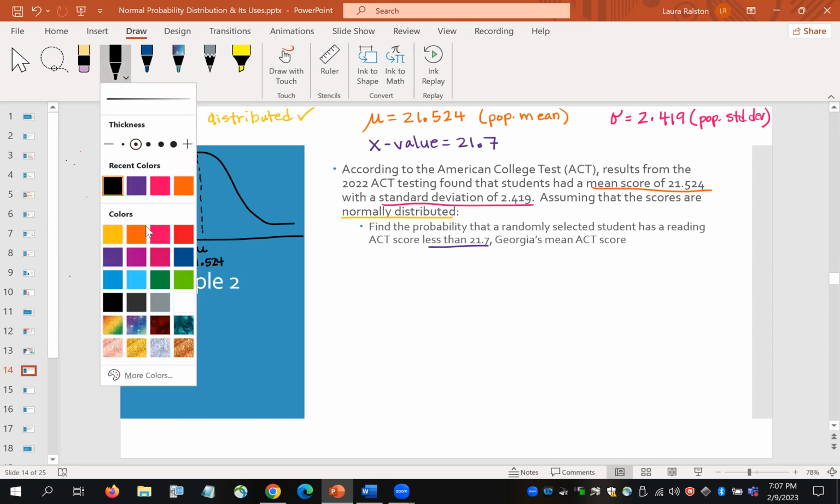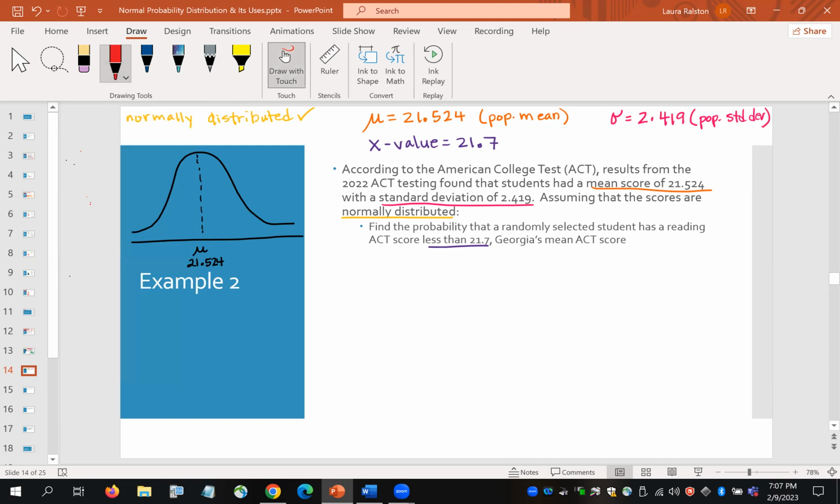My point of interest is 21.7, which is going to be just a little bit to the right of the mean because it's just a little bit bigger. And we want to be less than that. Less than would be to the left. So I'm looking for this red shaded region under the curve that's to the left of 21.7.